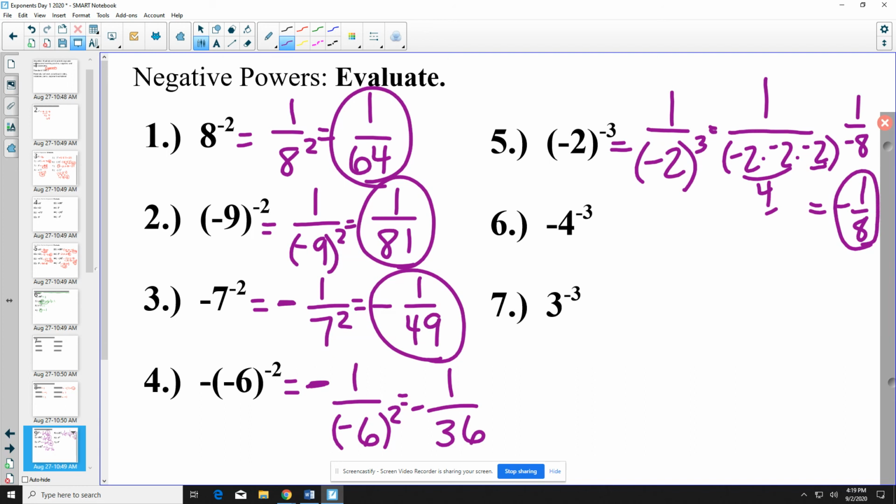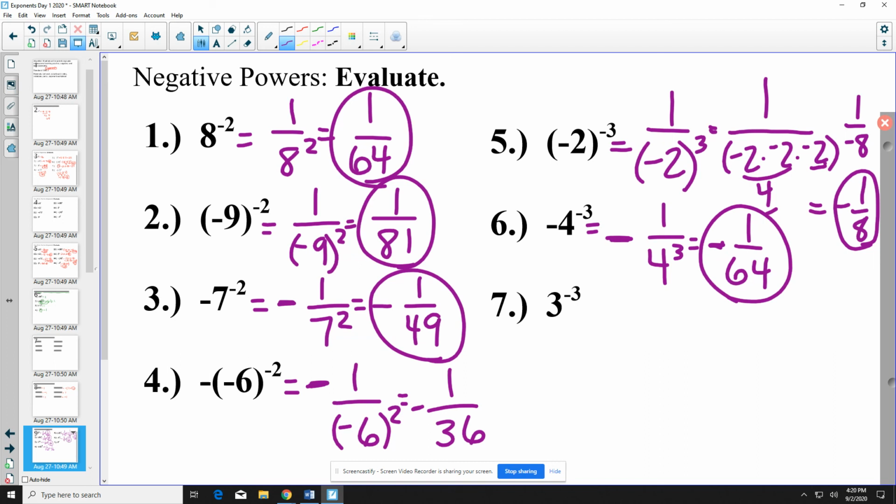Okay, write down number 6. Negative 4 to the negative 3. Okay, so let's do this together. There's a negative sign out in front, so you write that down. 4 is to the negative 3 power, so that means make it a fraction and put 4 to the third in the denominator. 4 to the third means 4 times 4 times 4. So 4 times 4 is 16. 16 times 4 is 64. But I still have my negative sign out in front, so it's negative 1/64.